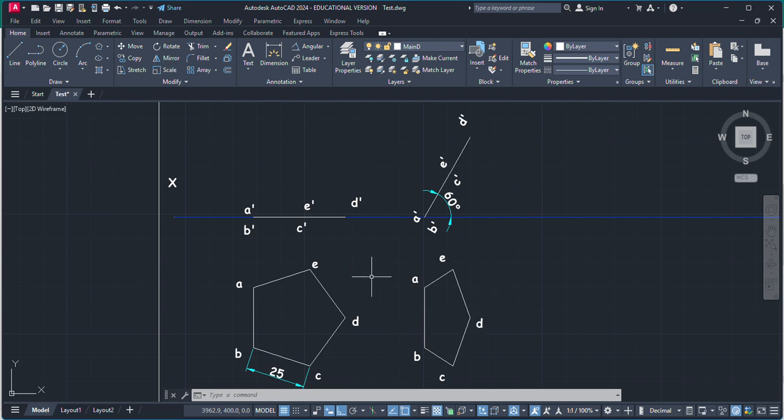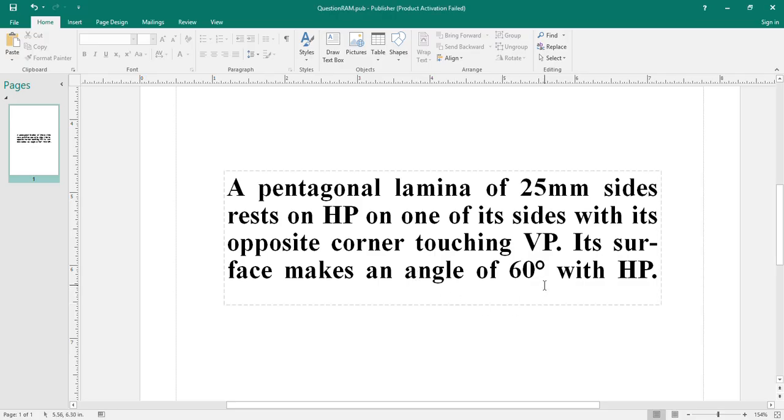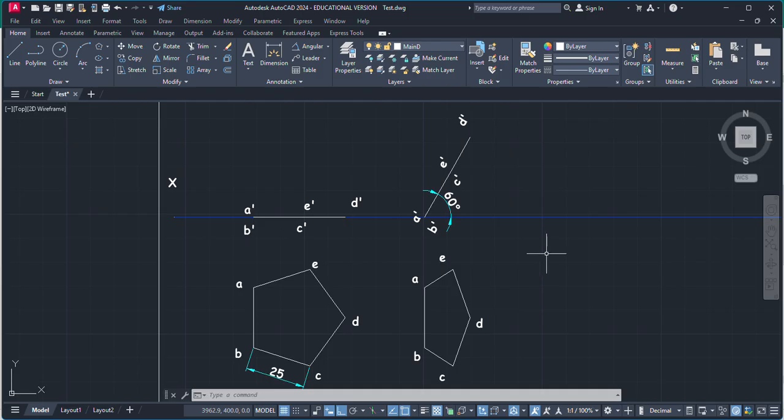Now for the third condition, in the third condition it is given that the lamina is resting on one of its sides, with its opposite corner touching VP.